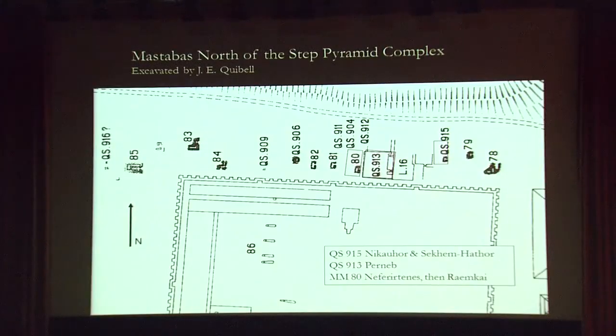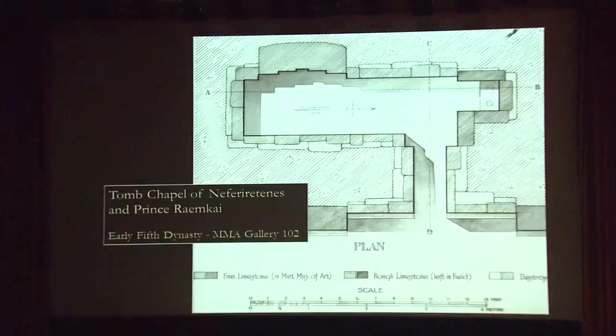Of the 3 Metropolitan Museum chapels found just north of the Step Pyramid complex, which you see here, I have already described the west wall of Nicauhor and Sekhem Hathor's chapel, and talked a little bit more extensively about the chapel of Perneb. But I'd like to spend the rest of my talk discussing the 3rd chapel in the area, found just west of Perneb's Mastaba and labeled number 80 here, sideways, but I'm sure you can read it. This chapel is an L-shaped chapel with only one false door. It doesn't have a northern false door.